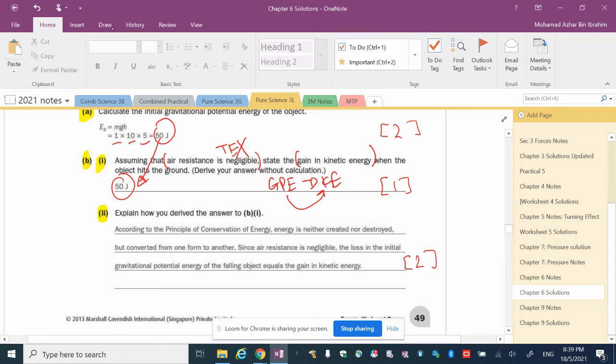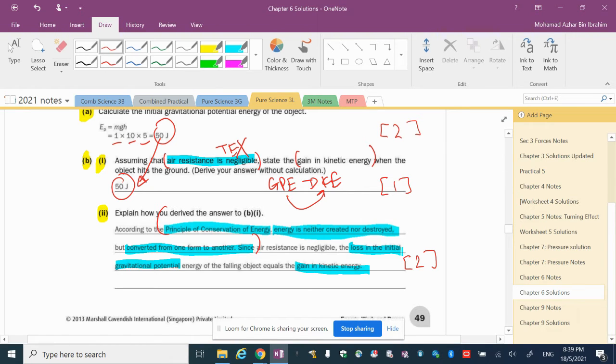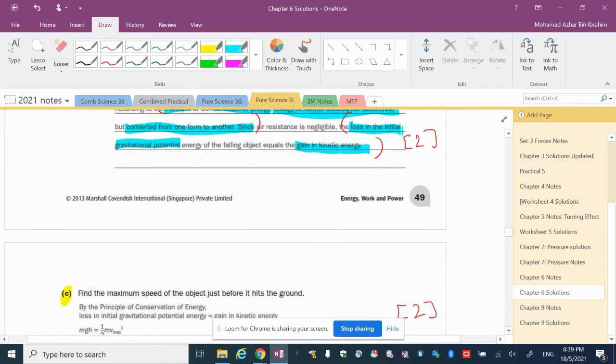So what are the important things that you need to say for you to get the mark? By principle of conservation of energy, you state the whole statement about principle of conservation of energy. Energy can neither be created or destroyed, but only converted from one form to another. Then you say, because air resistance is negligible, given in the question here, all the loss in the GPE goes to the gain in the KE. Right, so that will net you the 2 marks. So 1 mark from here to here, another mark from here to here.